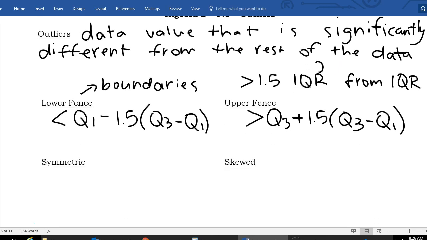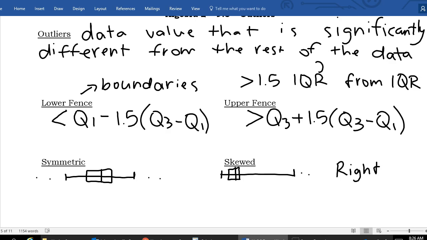Symmetric data would be when there really isn't an outlier, or there might be outliers on both sides. You'll have a pretty even distribution. There might be outliers on either side, or there might not be, but it's going to be pretty even on both sides. Whereas skewed then would be where you'd have a lot of your data on one side and you'd have some outliers over here. Wherever your outliers are, that's where it's going to be skewed. So this one that I just drew is skewed to the right because my outliers are on the right-hand side of the graph.